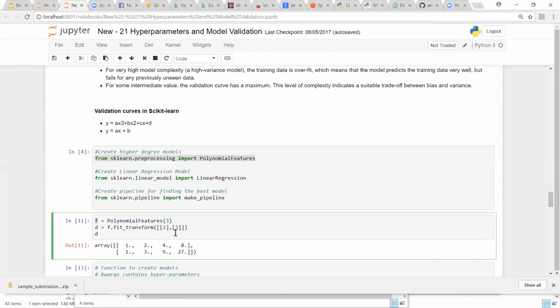So this is for that equation y is equal to ax cube plus bx square plus cx plus d. Right. So what you're trying to do is find a polynomial with degree 3 using this. Let's see what happens further.